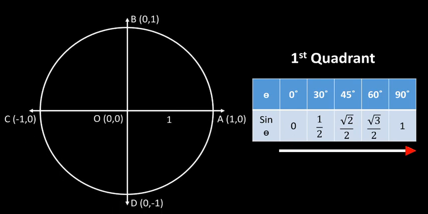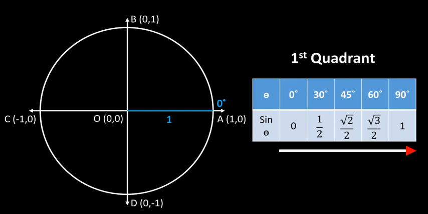And here is the figure of the unit circle. What is a unit circle? A unit circle is a circle whose center is at the origin and whose radius is equal to 1 unit. Have a look at this blue line. This blue line is equal to radius of unit circle. It means its length is equal to 1 unit.